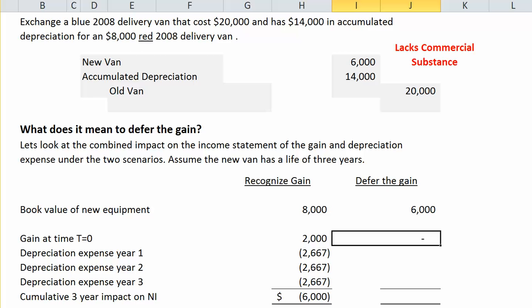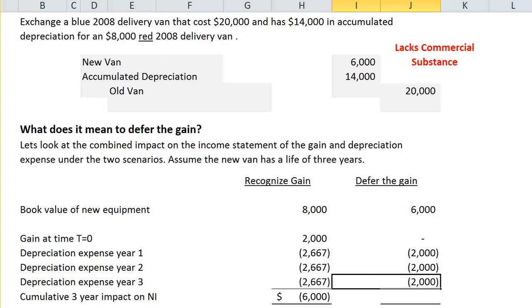Now notice our depreciation expense in each of the following 3 years will be less. It'll be $2,000 in year 1, $2,000 in year 2, and $2,000 in year 3. Over the 3-year period, whether we recognize the gain or defer the gain, the cumulative impact on net income will be a $6,000 decrease in both scenarios. But when we say the transaction has commercial substance, we will recognize the gain today and we will have higher depreciation expense in the future.